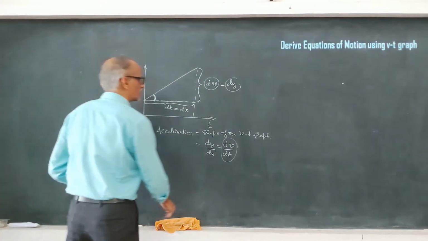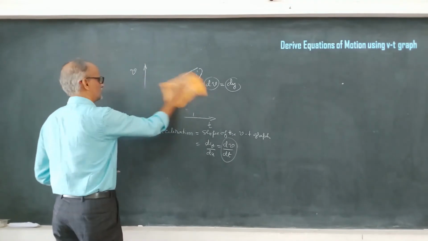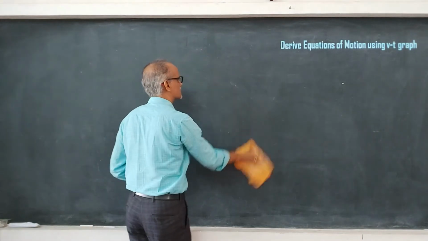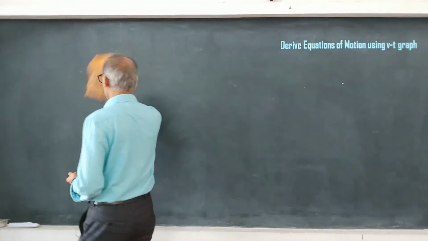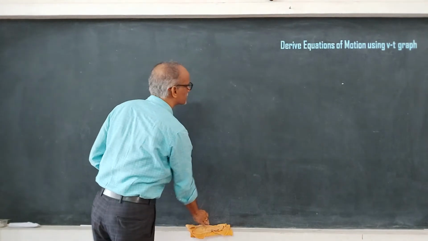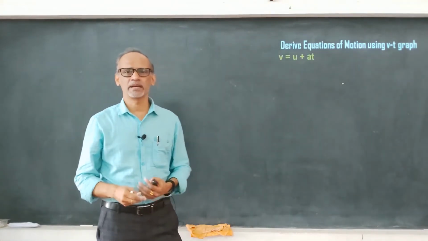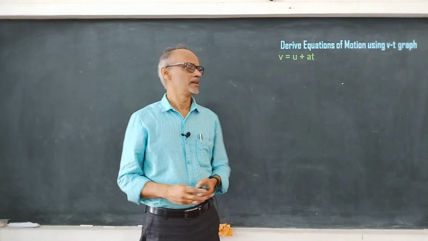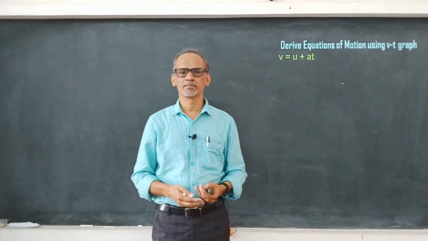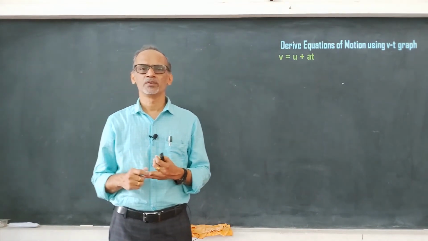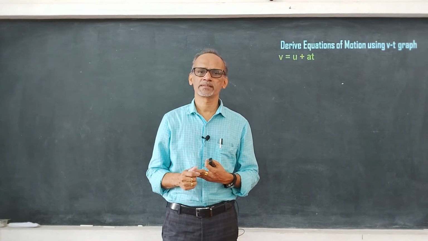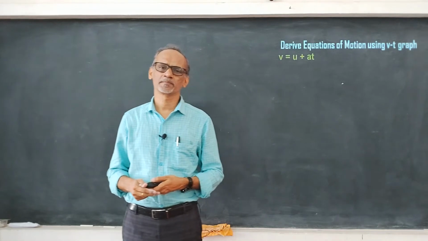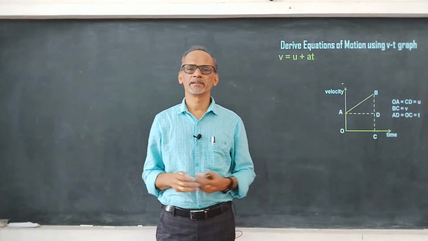Okay. Right. So this question has appeared repeatedly, and you have learnt all this. It's called equations of motion using VT graph. So first we have to derive an equation: V is equal to u plus at. First let me explain what these terms are. You already know these terms. V stands for final velocity, u stands for initial velocity, a stands for uniform acceleration, and t is the time. We have to derive this. How to derive? Using a VT graph.